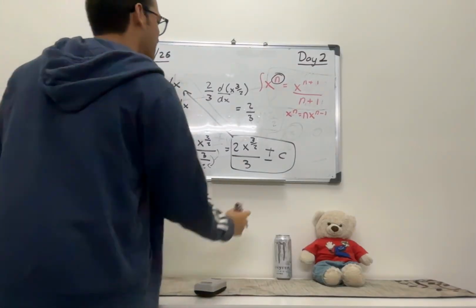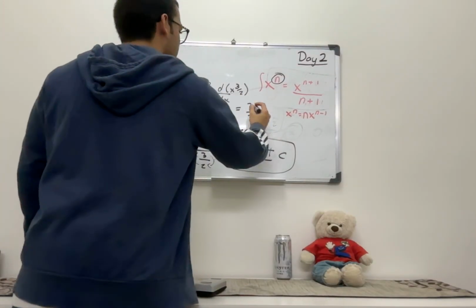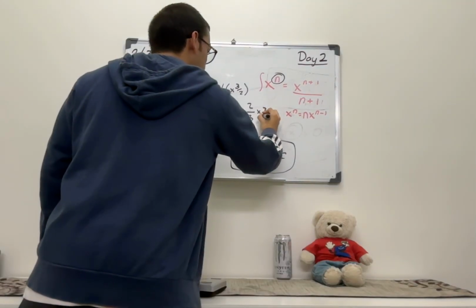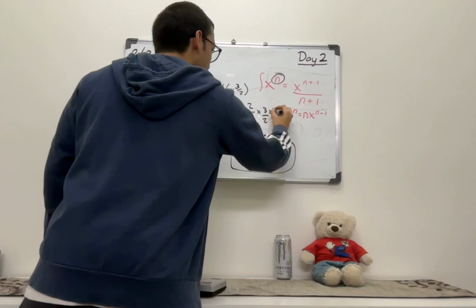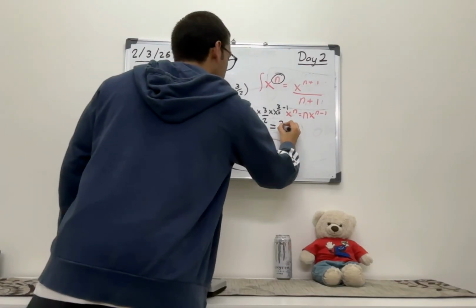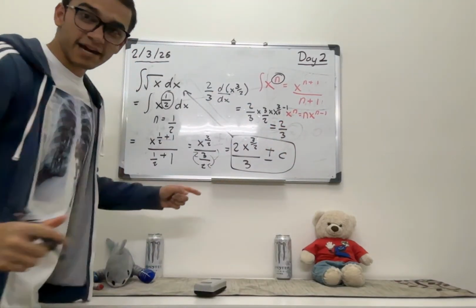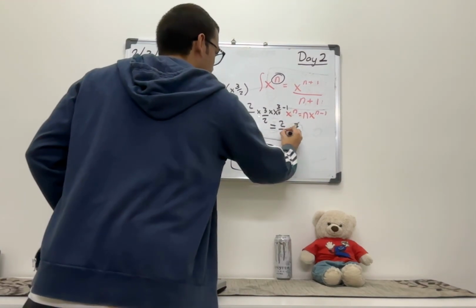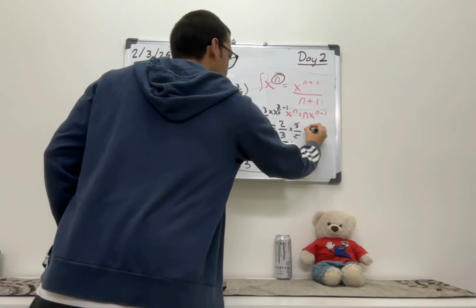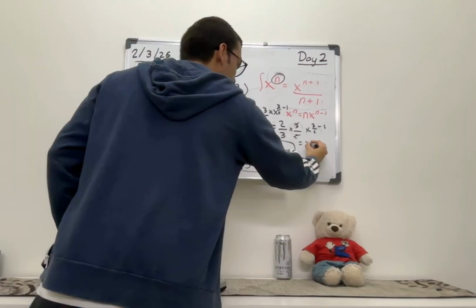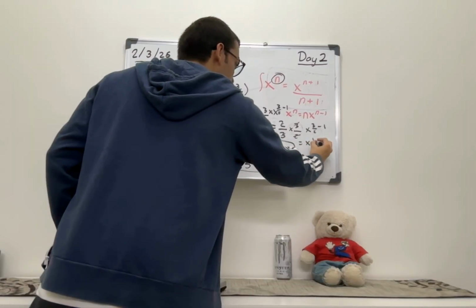So I don't have space on the board. Okay, so 2 by 3, we have x raised to the 3 by 2. So you'll multiply this by 3 by 2 into, well, it's x again, but into x raised to the power 3 by 2 minus 1. Okay, so if I need to get a bigger board, so here we'll get 2 by 3 into 3 by 2, and here everything cancels out, 2, 2, 3, 3. So we're left with x raised to the power 3 by 2 minus 1.